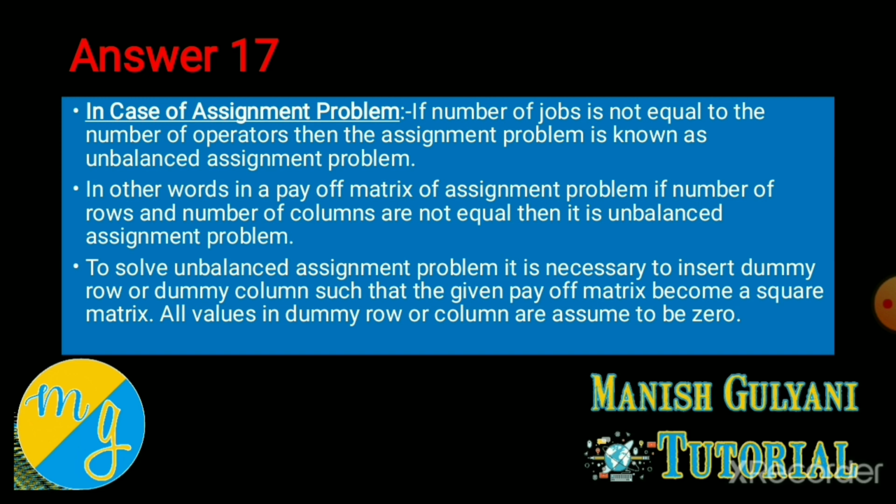But if number of rows are not equal to number of columns, case is unbalanced problem. So in assignment problem, the meaning of unbalanced is total number of rows are not equal to total number of columns. So it has two possibilities, either rows are more than columns or columns are more than rows. In case number of rows are more than number of columns, then you have to insert dummy column. If columns are more than rows, then you have to insert dummy row. So by this way you can make your unbalanced problem into balanced problem.